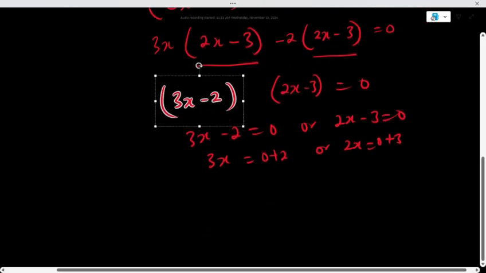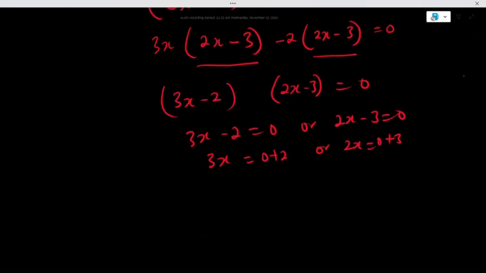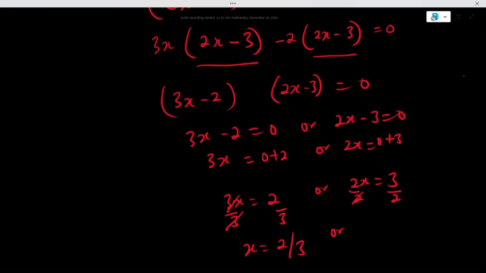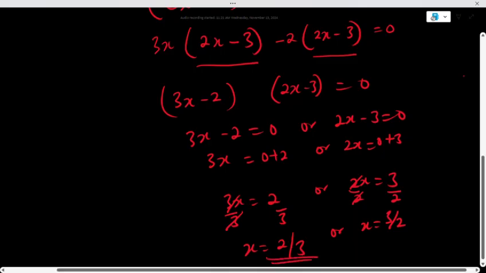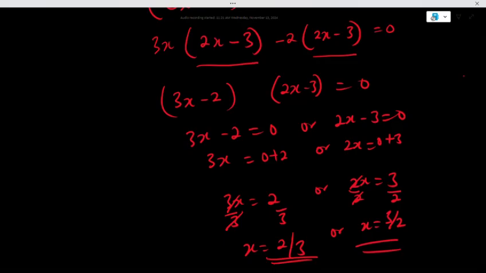Or 2x is equal to 0 plus 3. So from here we have 3x is equal to 2, or 2x is equal to 3. If we divide this by 3, and this by 2, we have x is equal to 2 over 3, or x is equal to 3 over 2. So these are the two solutions. That is, our x is equal to 2 over 3, or x is equal to 3 over 2.